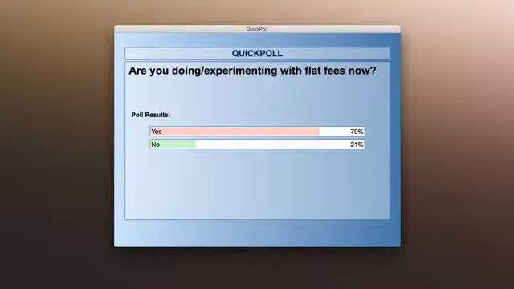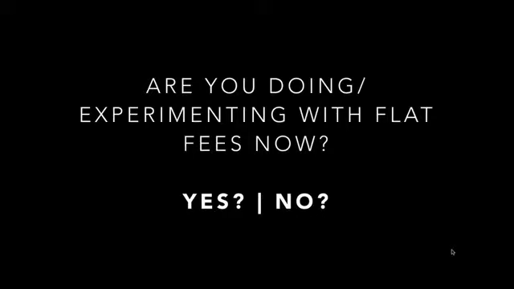And share our results. So wow, that is impressive, Lee. 79% said yes. They are experimenting with flat fees, and 21% said no. Yeah, that is fantastic. So as we move forward here today, I hope that you're picking up some tips to take those experiments to the next level, because that is probably the highest percentage.